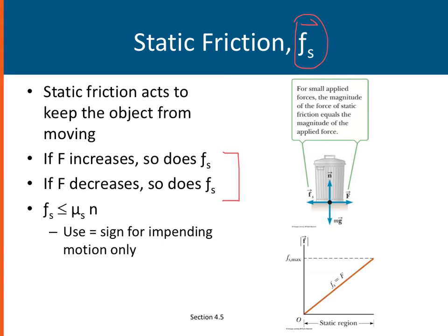Now, there is a point where friction breaks down, and so static friction is always going to be less than or equal to the coefficient of static friction times the normal force. We want to keep this as an inequality to remind us that it is a variable force. It will change. It could be less than the coefficient times the normal force depending upon the force applied. If we know that there is impending motion, then we can use an equal sign.